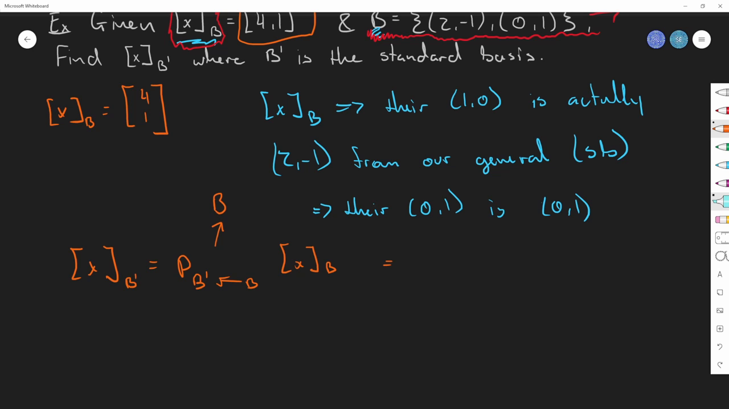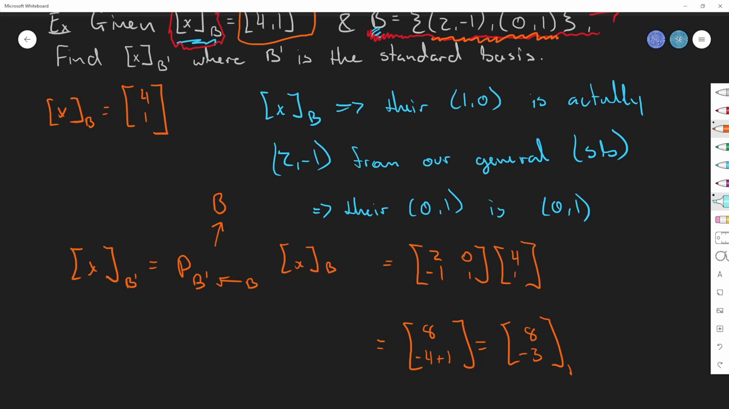So all we had to do is substitute that in, and remember to convert this portion up here into a matrix. Those would be 2, -1, 0, 1, and then you multiply it by (4, 1). When you do that, you get 2 times 4 is 8, 0 times 1 is 0, and then we have -1 times 4 is -4, plus 1, and we have (8, -3) in terms of B prime. And that is our coordinate in B prime.